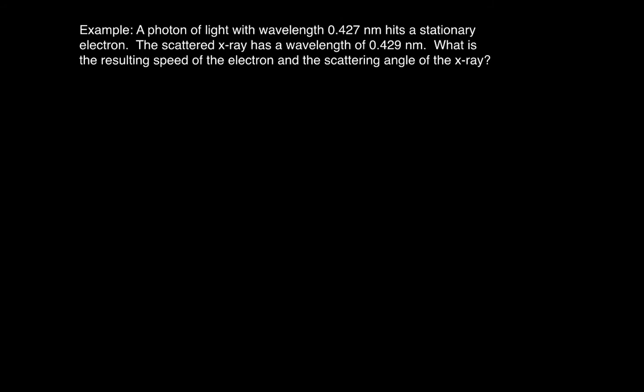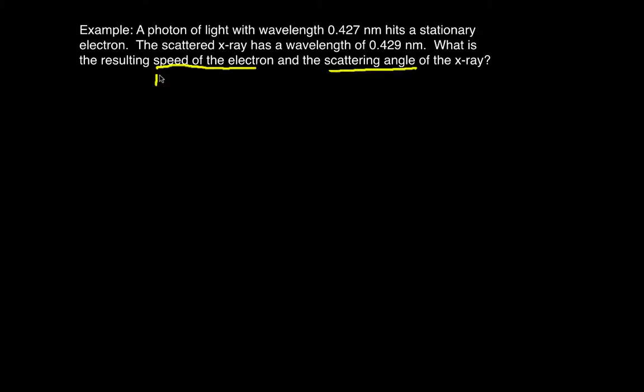Example: a photon of light with a wavelength of 0.427 nanometers hits a stationary electron. The scattered X-ray has a wavelength of 0.429 nanometers. What is the resulting speed of the electron and the scattering angle of the X-ray? This question asks for two things, the resulting speed of the electron and the scattering angle of the X-ray.